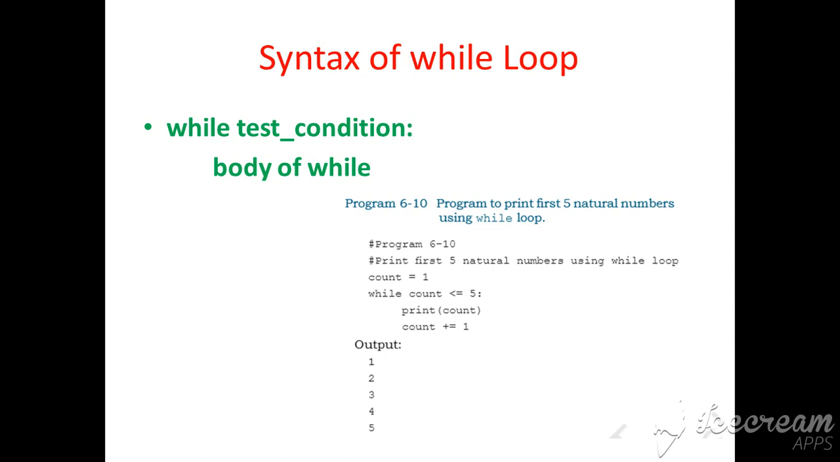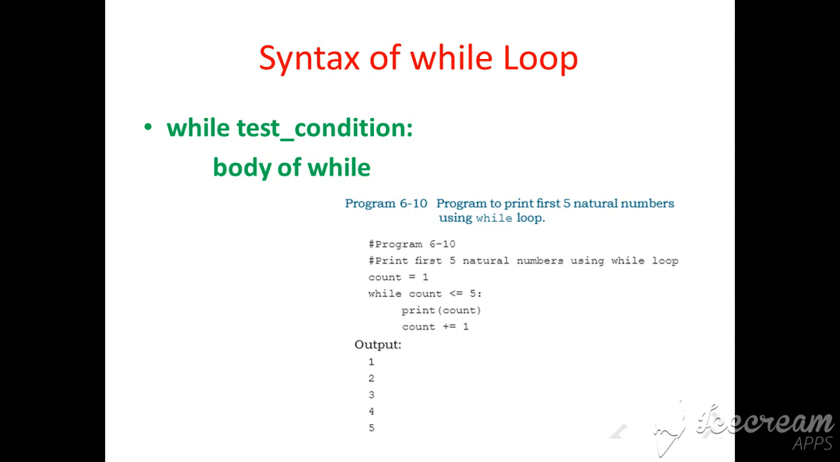Then the count becomes 2. Then again go back to the while loop. Again check that 2 is less than or equal to 5. Then print 2, then count = count + 1, so 2 plus 1 is equal to 3. The count becomes 3. Then again check that 3 is less than or equal to 5. So up to 5 it is printed. Then the count becomes 6. Then check that 6 is less than or equal to 5. The condition becomes false and we exit the loop. This is the use of the while loop.